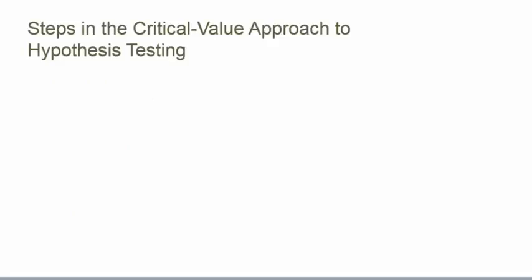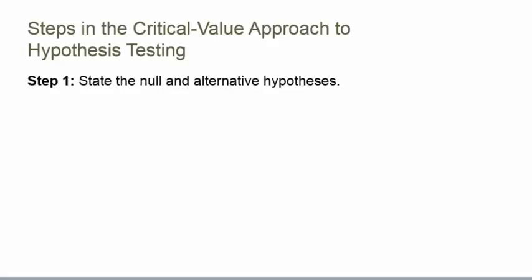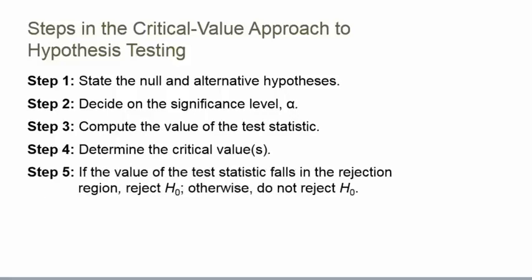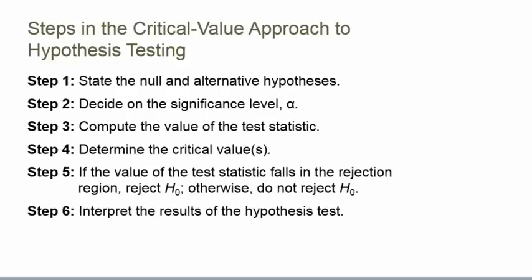Steps in the critical value approach to hypothesis testing. Step 1. State the null and alternative hypothesis. Step 2. Decide on the significance level alpha. Step 3. Compute the value of the test statistic. Step 4. Determine the critical values. Step 5. If the value of the test statistic falls in the rejection region, reject H sub 0. Otherwise, do not reject H sub 0. Step 6. Interpret the results of the hypothesis test.